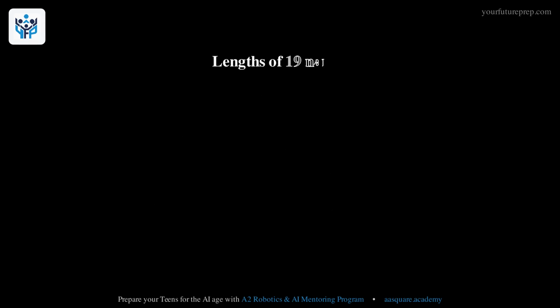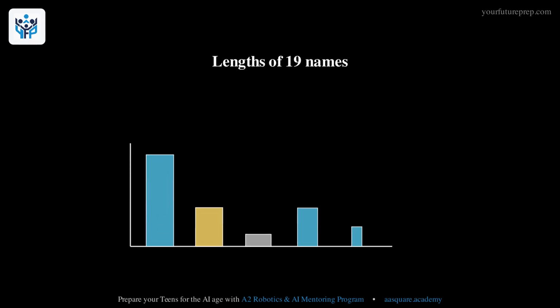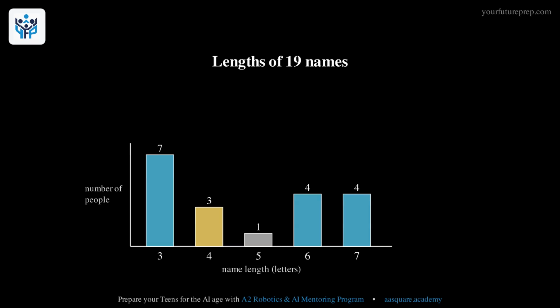Let's picture the data as a bar graph. Along the bottom is the name length, from 3 to 7 letters. The height of each bar is how many people have a name of that length: 7, 3, 1, 4, and 4.